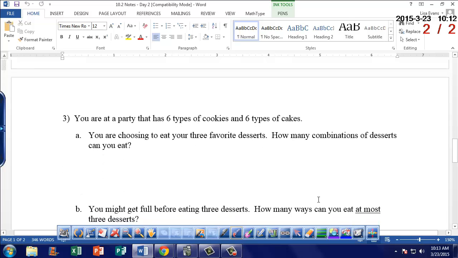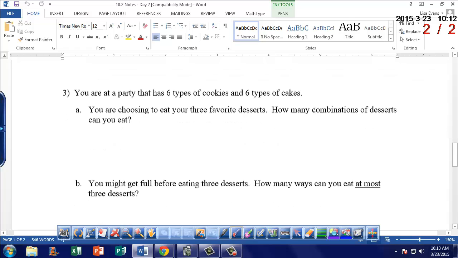Okay, next example. You're at a party that has 6 types of cookies and 6 types of cakes. You're choosing to eat your 3 favorite desserts. How many combinations of desserts can you eat? Well, let's take a look. First, I can see that there are 12 total possibilities. I'm just choosing 3 of them. Order doesn't matter, so I'm going to choose 3 of my 12. When I do that, I get 220.